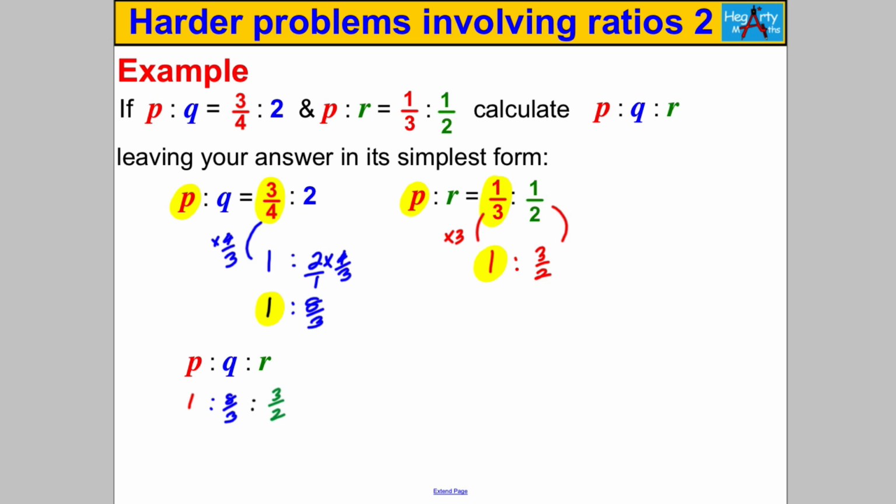The only thing is, it's not in its simplest form, is it? So to get it in its simplest form, let's undo that divide by 3, because it's not in simplest form since it's a fraction. Let's multiply everything by 3, and I'd get 3 to 8, and 3/2 times 3 is going to be 9/2. Now that's still not in simplest form because of the divide by 2, so let's double everything, and our answer now becomes 6 to 16 to 9, and we're done. And that is our ratio P to Q to R in simplest form.